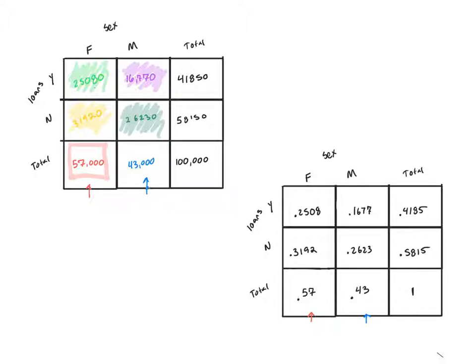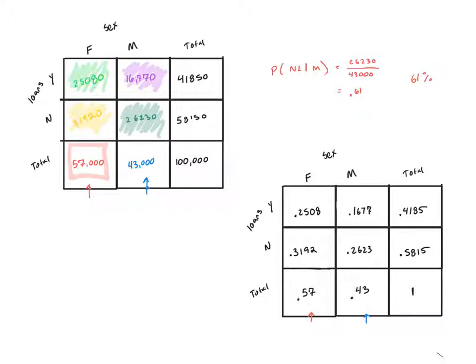Based on this top table, I could ask you, what's the probability that out of men, someone did not take out a loan? So that is, out of guys, what percent did not take out a loan? To find that, you tell me that the total number of males was 43,000. And out of those 43,000 men, 26,230 did not take out a loan. In decimal form, that's 0.61. So 61% of guys did not take out a loan.